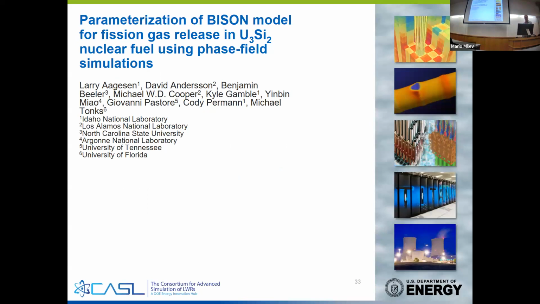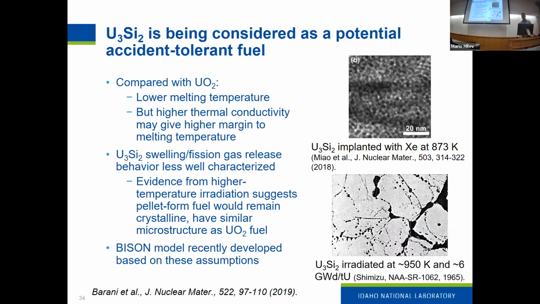So in the remaining time I have left, I'm going to talk a bit about some work that I worked closely with Ben on a few years ago on uranium silicide fuel. Uranium silicide fuel has been of interest as an accident tolerant alternative to UO2. This is because it does have a lower melting temperature, but it has a much higher thermal conductivity. So that may give a better margin to melting temperature in an accident scenario.